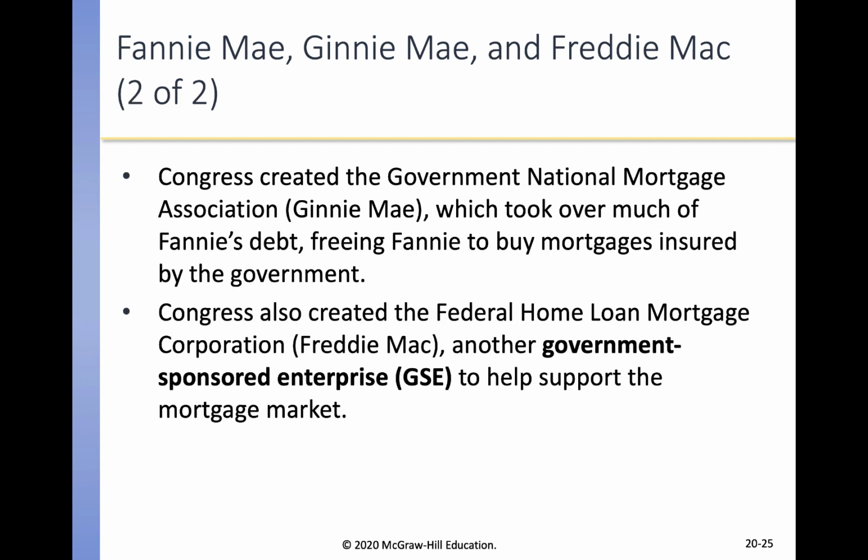Congress also created Ginnie Mae, the Government National Mortgage Association, which took over a lot of Fannie Mae's debt when Fannie Mae was getting too much debt, freeing Fannie to buy more mortgages insured by the government. Congress also created Freddie Mac, Federal Home Loan Mortgage Corporation, which was another government-sponsored entity to help support the mortgage market.